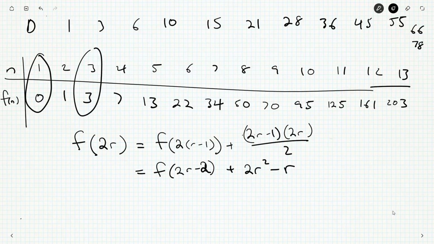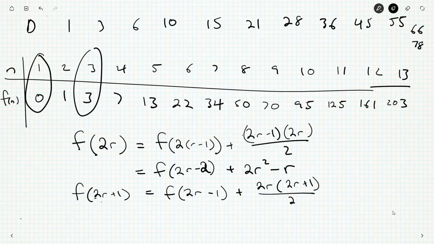Okay. So you definitely have the factor of r sticking around there. And now, what if it's odd? Well, that's f of 2r minus 1 plus 2r times 2r plus 1 all over 2. So that'll be f of 2r minus 1 plus 2r squared plus r. Very similar looking formulas here. It's just really the plus or minus r that does something to it.